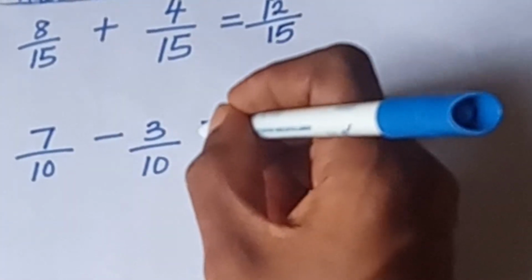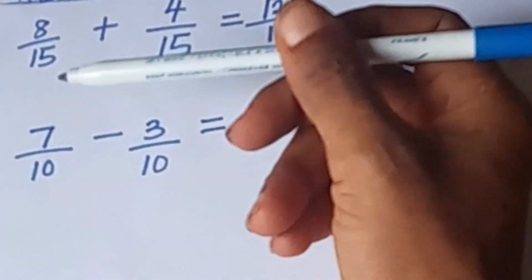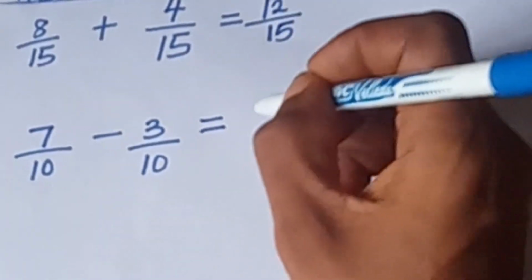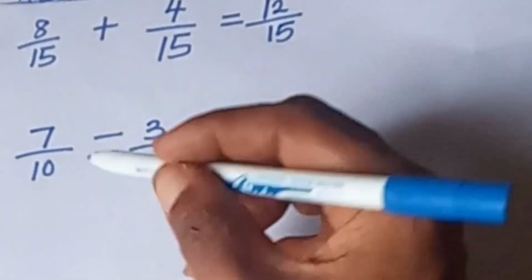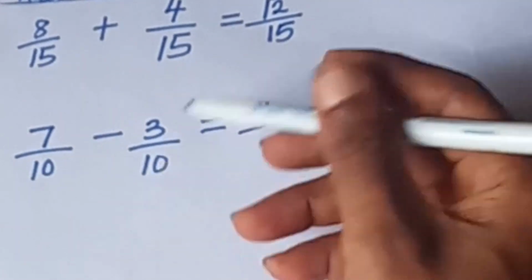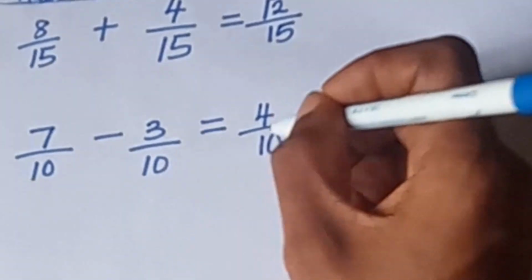Then this one is for subtraction. Still the same thing, you're just going to subtract. 7 minus 3 is 4. So we have the denominator as 10, and it remains at 10.